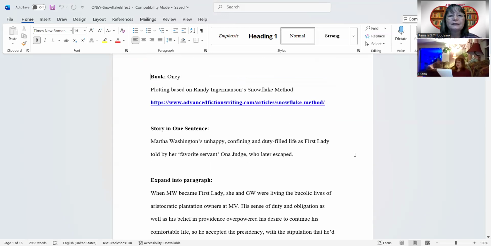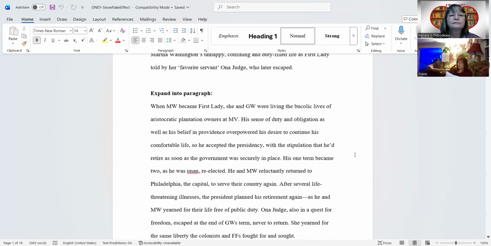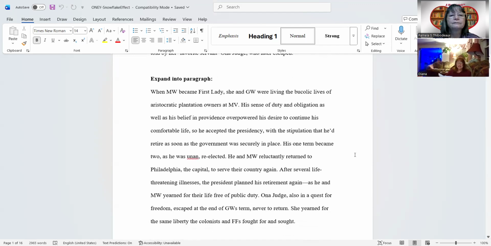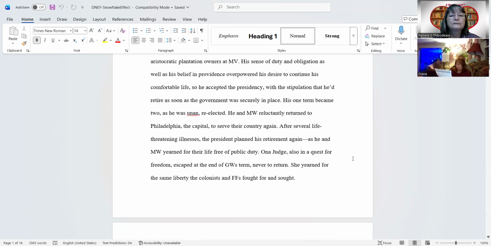Okay, it starts with the story in one sentence, and you can see the one-sentence blurb there: Martha Washington's unhappy, confining, duty-filled life as first lady, told by her favorite servant, Ona Judge, who later escaped. I took that sentence and expanded it into a paragraph, which is right there on the screen. I gave a bit of backstory about when Martha became first lady, and she actually told Oni she felt like a prisoner. Can you imagine saying that to a slave?